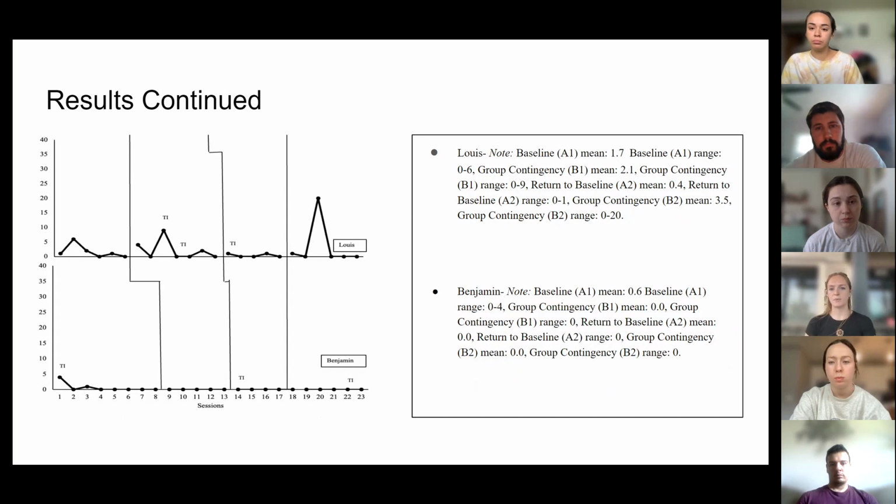And then for our last 2 participants, you will note that for Louise, for baseline 1, the mean was 1.7, showing low variability and low trends for duration of cell phone usage. And then you will note a spike in cell phone usage, so high variability for intervention 2, but ultimately our intervention was effective for decreasing cell phone usage behavior.